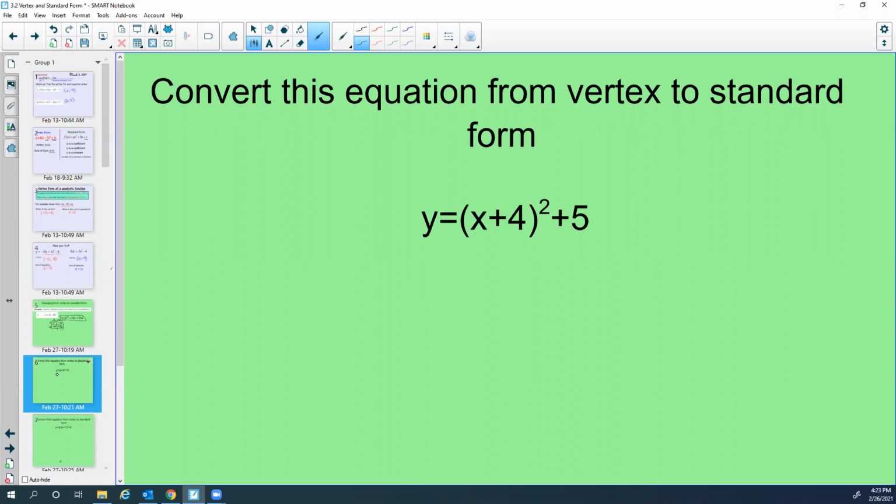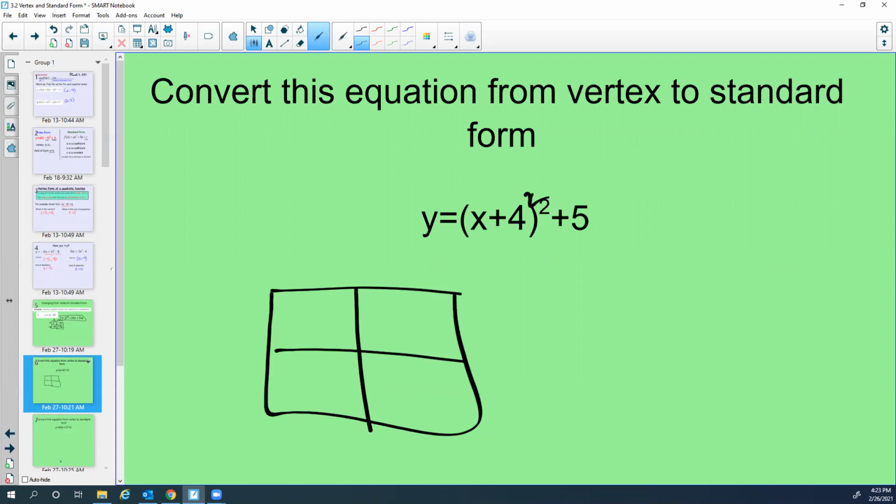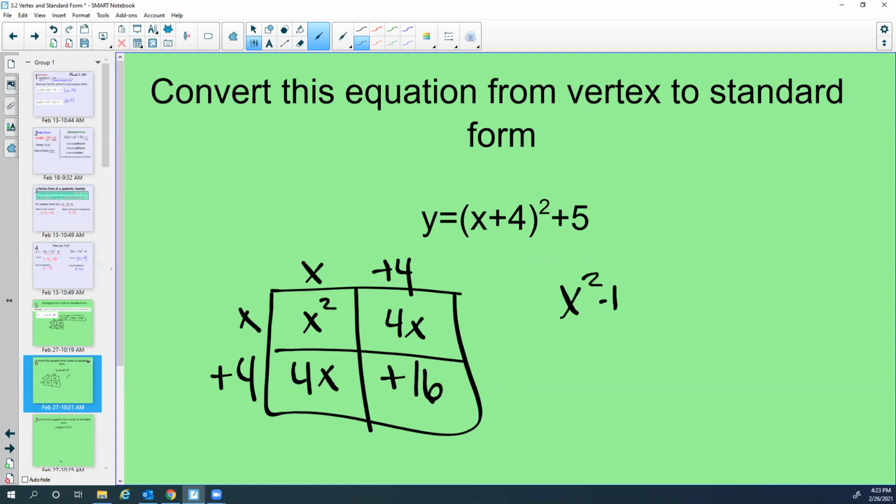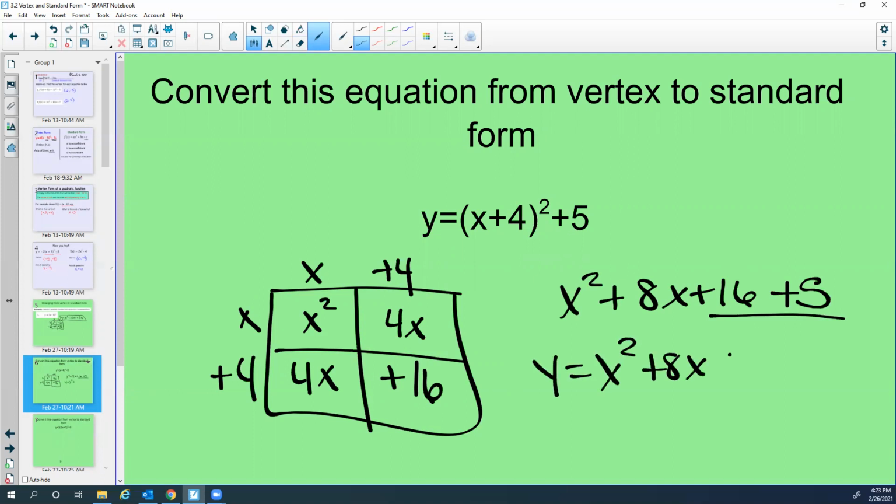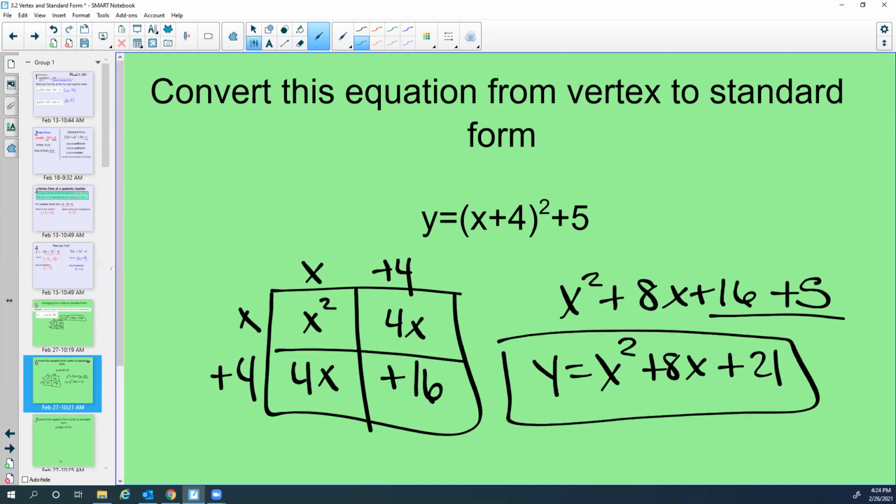All right, so first thing I'm going to do here is multiply, because I see this squared. X plus 4 times x plus 4. I'm not going to deal with that plus 5 until after I'm done multiplying what's in the parentheses. So now I have x squared plus 8x plus 16, and I still have that plus 5. So combine like terms, and I get y equals x squared plus 8x plus 21. And there's my answer.